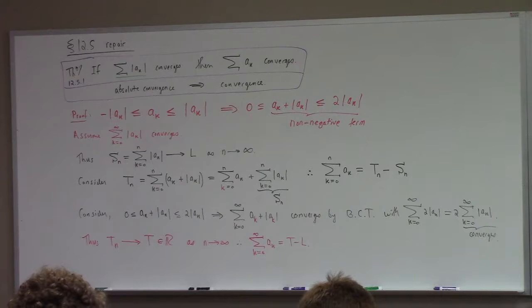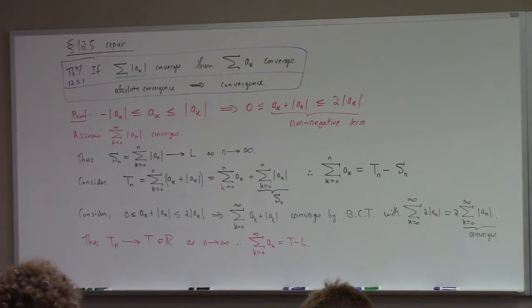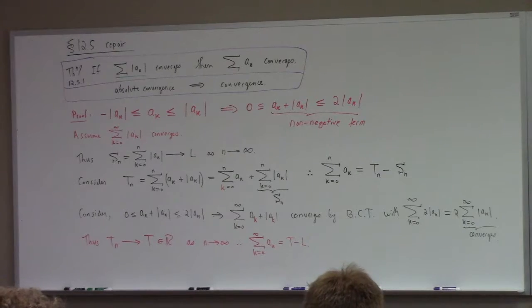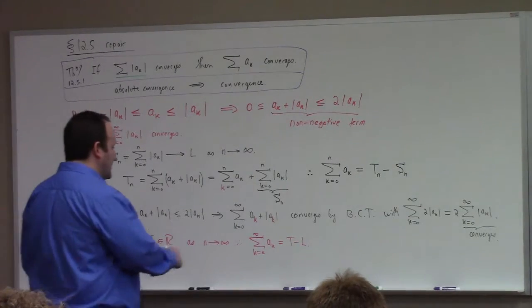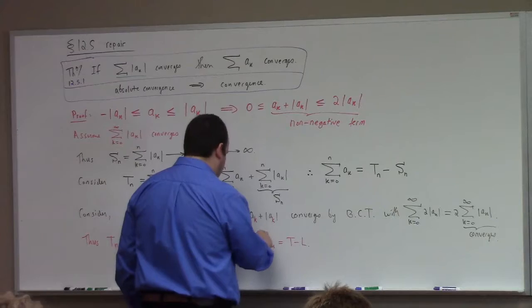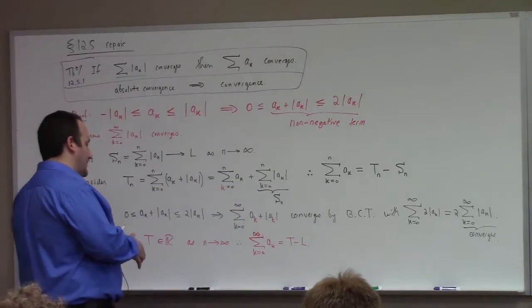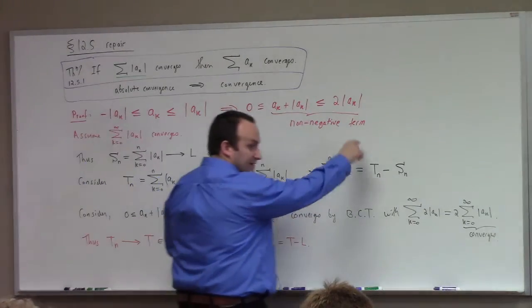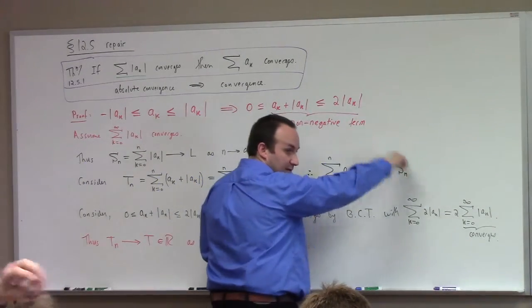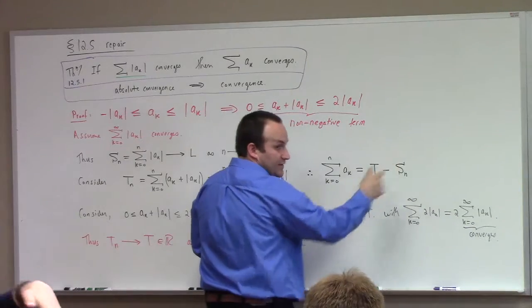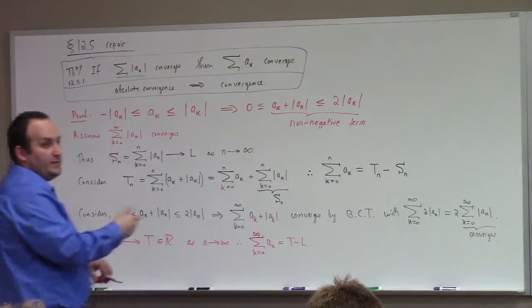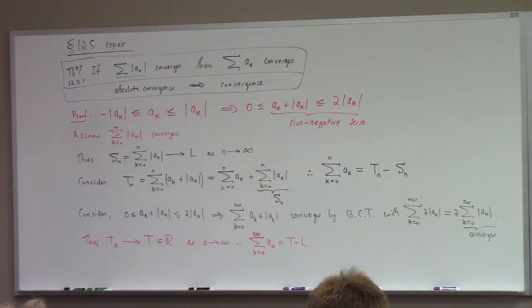So do you see that proves it, right? If we have absolute convergence, that implies convergence. Notice that I'm using T and L. Those are actually the limits of the sequences of partial sums there. My argument is that T sub n goes to T, S sub n goes to L, so this goes to T minus L, which is what we want, which is that the series converges.